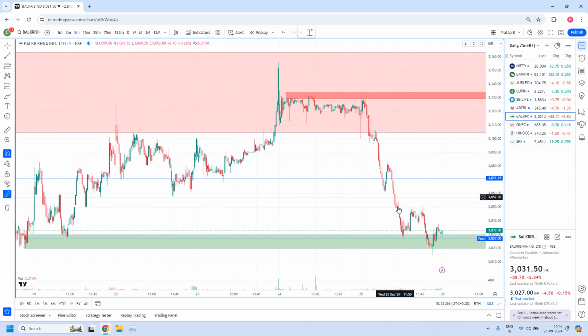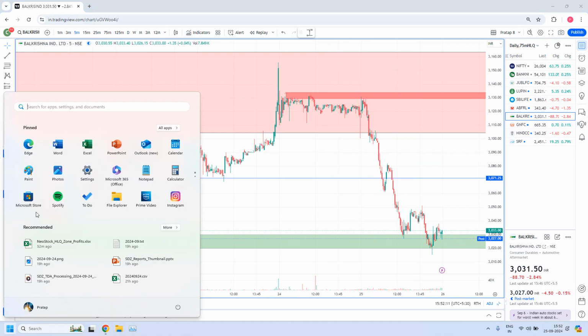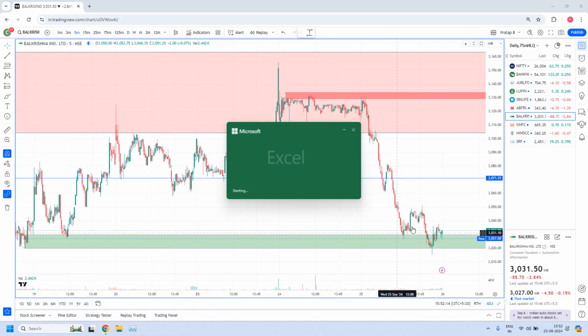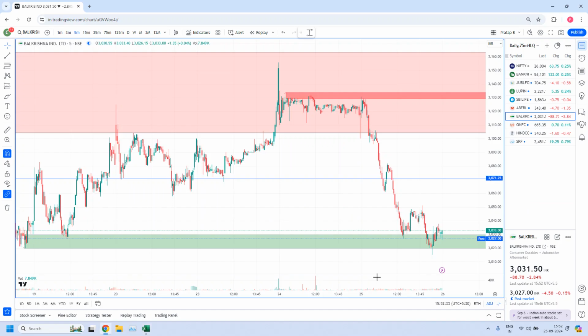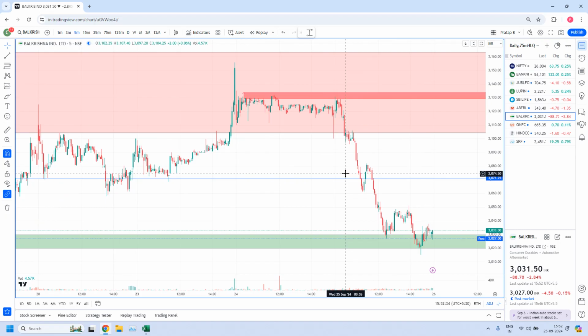But this is the opportunity it has given. A great opportunity today this stock has given. How much profit has Balakrishna Industries given? Let me open the Excel sheet. Balakrishna Industries has given 29,820 rupees profit, which is 16.7% ROI. This is a 1 minute high liquidity zone aggressive trade inside this 75 minute zone. This much opportunity the stock has given.